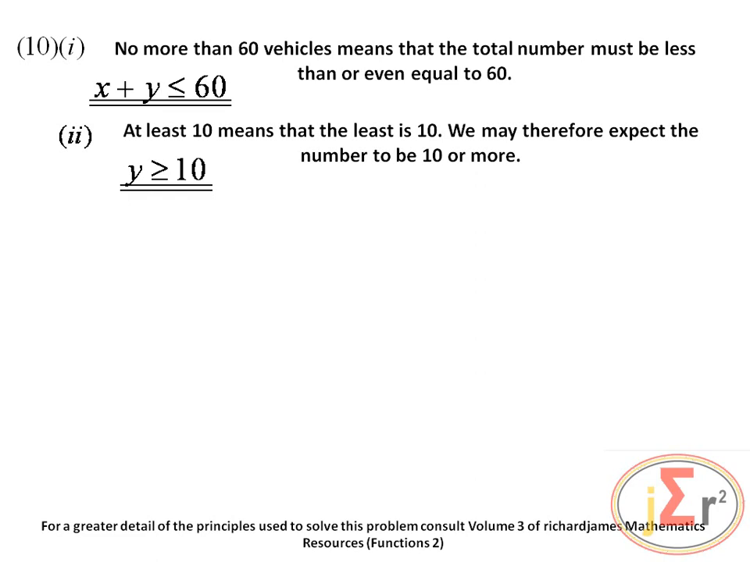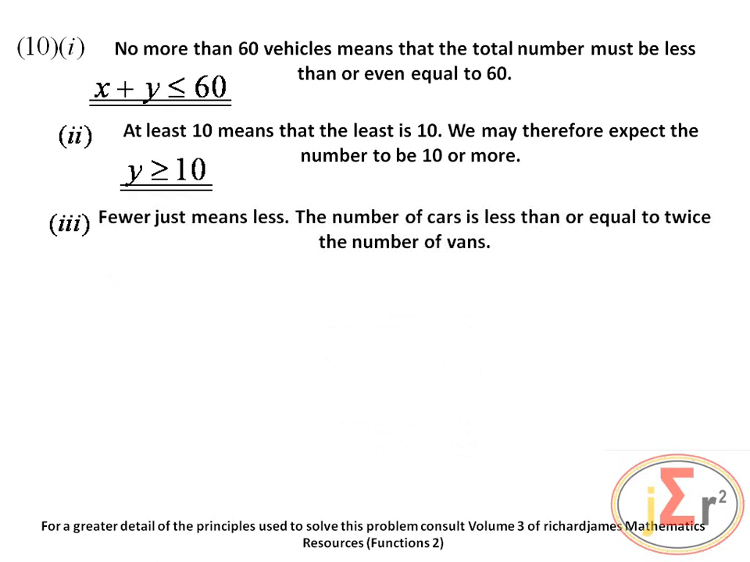The number of cars parked must be fewer than or equal to twice the number of vans. Right? So we have what? The number of cars parked must be fewer than twice the number of vans. Of course, fewer just means less. The number of cars is less than or equal to twice the number of vans. So the number of cars, y, is less than or equal to twice the number of vans.